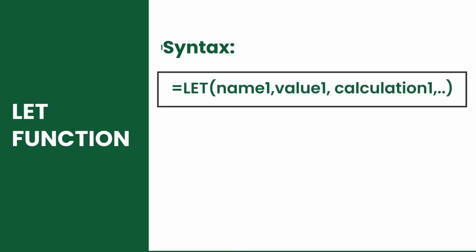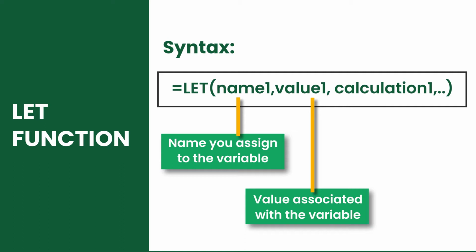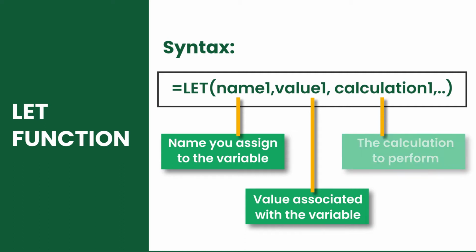The first argument is the name to be assigned to the variable. This must begin with a letter. Next is the value associated with the variable. Then followed by the calculation, which is the operation to perform with the assigned names and values.